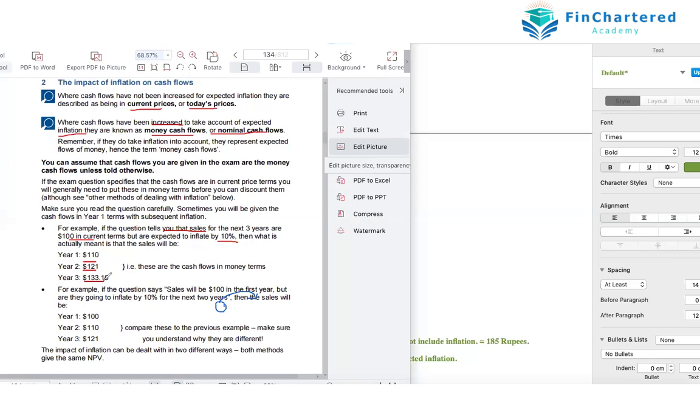Okay. These are the nominal cash flows or money cash flows. What do I mean by nominal cash flows or money cash flows? Those cash flows that have been adjusted for inflation.